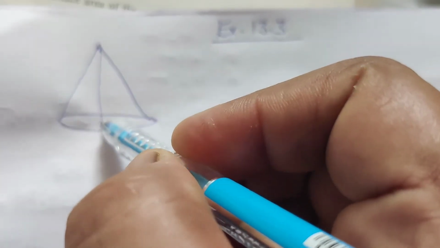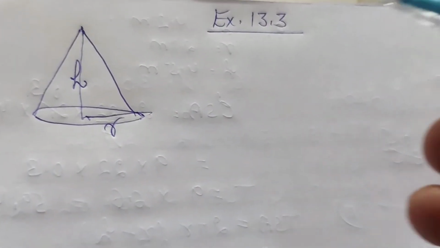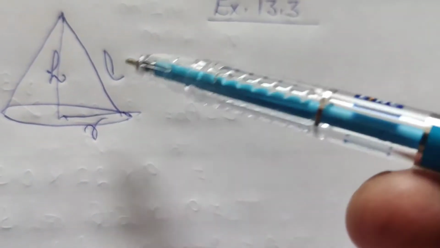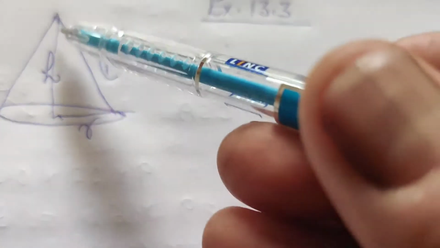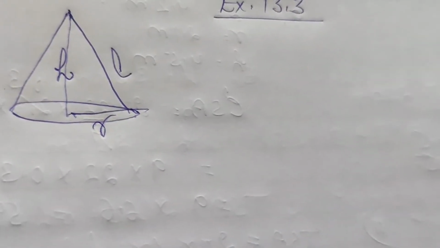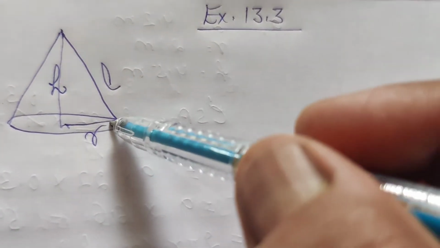This is the height of the cone, this is the radius of the cone, and this length is the slant height of the cone. Slant height is represented by L. The vertical height of the cone is H, and the radius of the cone is R. Now it has two surfaces. First is the base, and second is the curved surface.